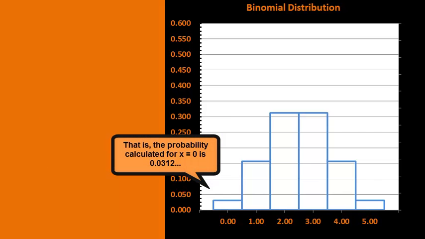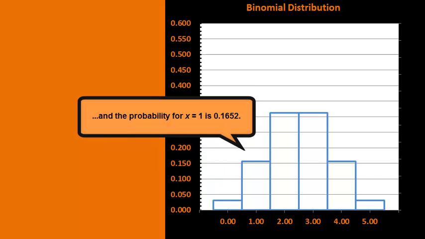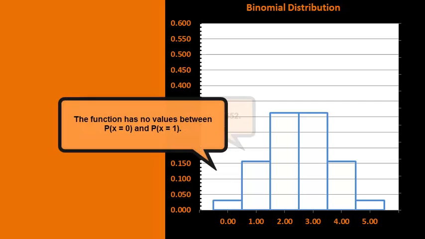That is, the probability calculated for x equals 0 is 0.0312, and the probability for x equal 1 is 0.1652. The function has no values between the probability of x equals 0 and the probability of x equals 1.